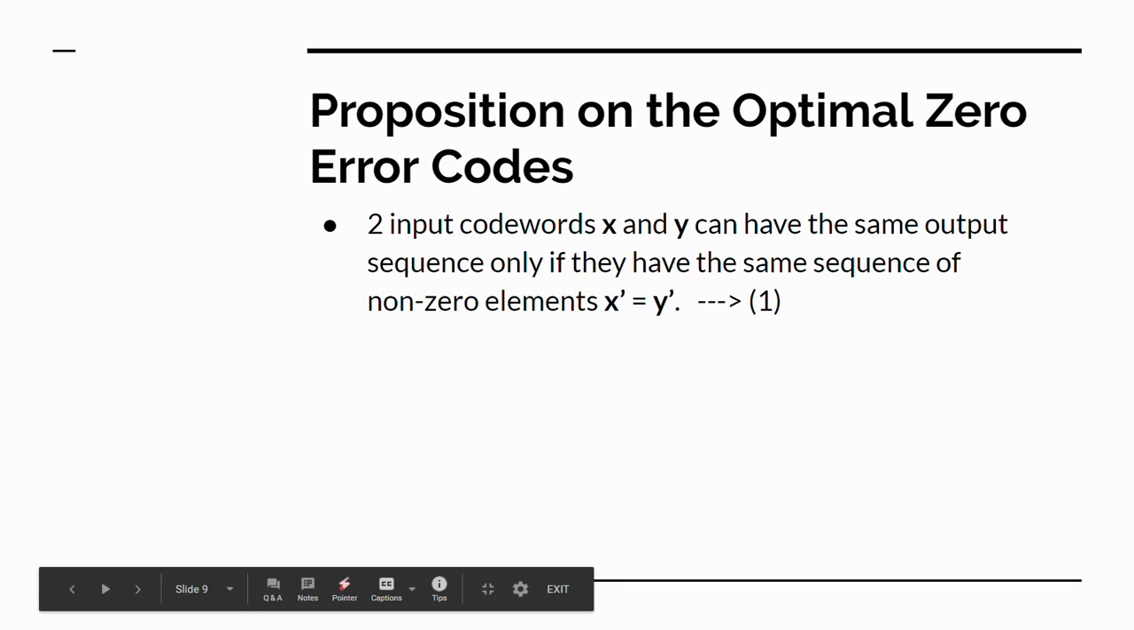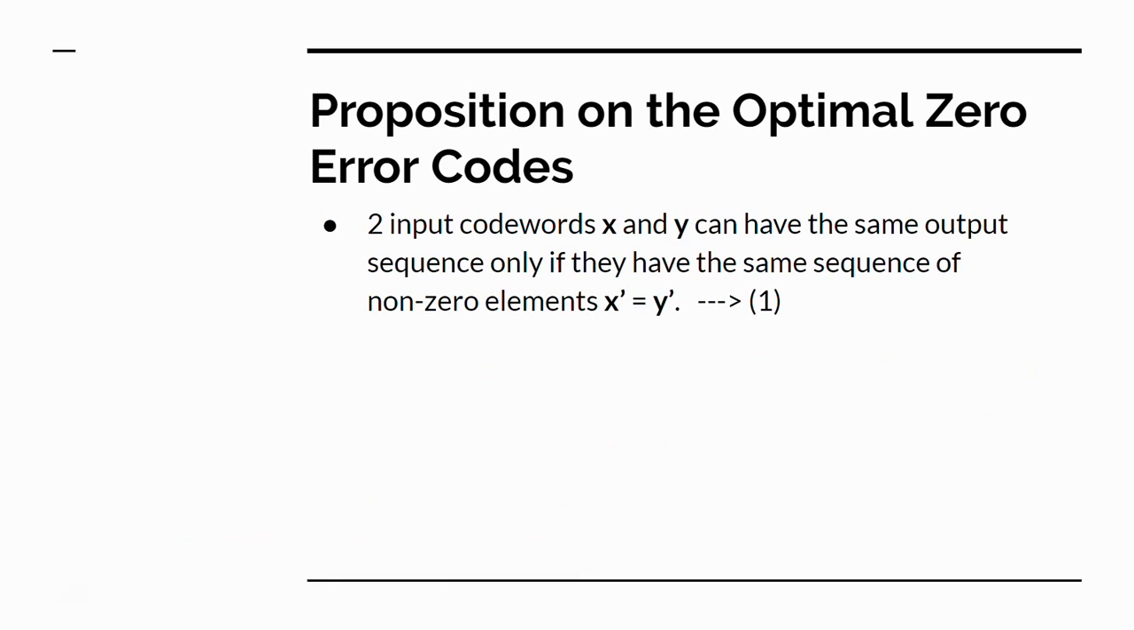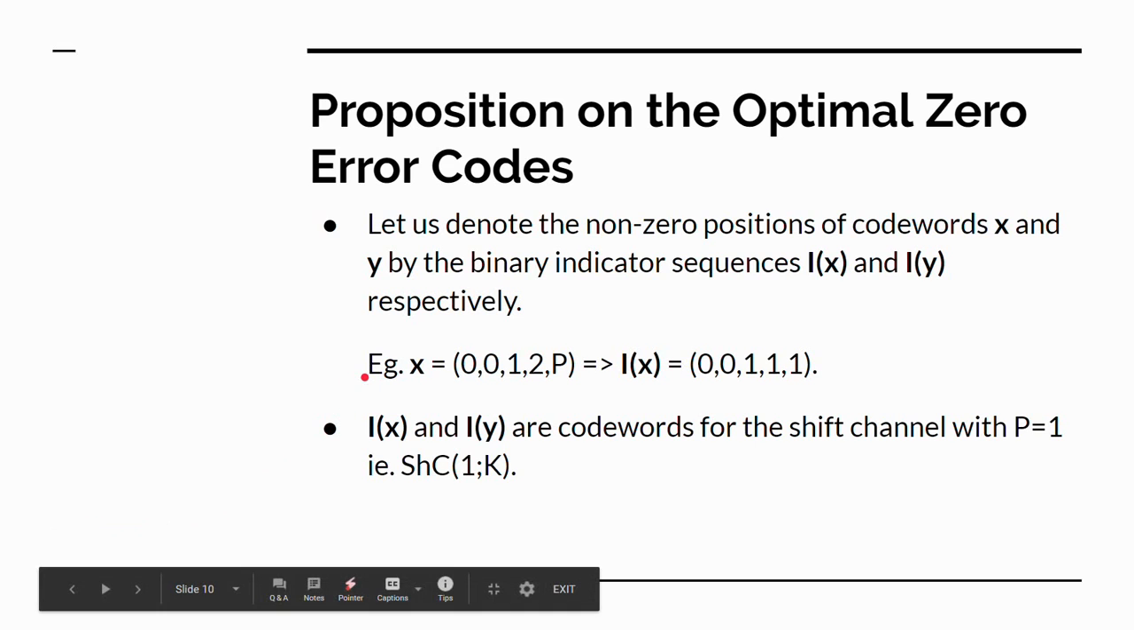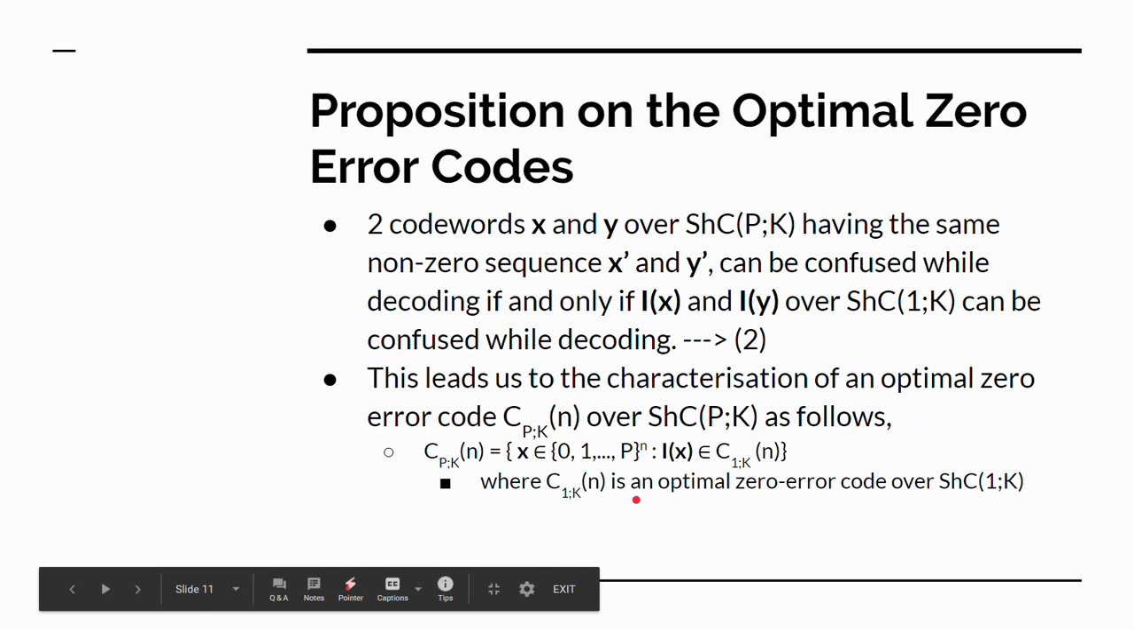Now, two code words x and y can have the same output sequences if and only if they have the same sequences of non-zero elements. Again, this is the property of the shift channel. And so now we define the indicator of a sequence as indicating whether the elements in the sequence are zero or non-zero, as specified in the example. So when x and y are inputs to a shift channel p, k, I of x and I of y are inputs to the shift channel 1, k, indicating its binary alphabets 0 and 1.